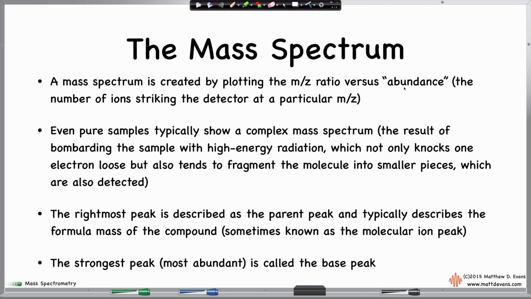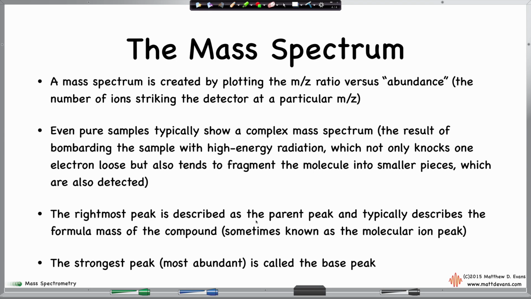All right, so even pure samples typically show a complex mass spectrum, so there's not just one peak for one molecule. Remember, we hit this molecule with high energy electrons, and that tends to cause the molecule to break down into smaller pieces. So it's not just one parent peak; we see all kinds of peaks, due to the various fragments that are making it through. The rightmost peak, we've already described, is called the parent peak, and that's the one we're after because it tells us the formula mass of the compound.